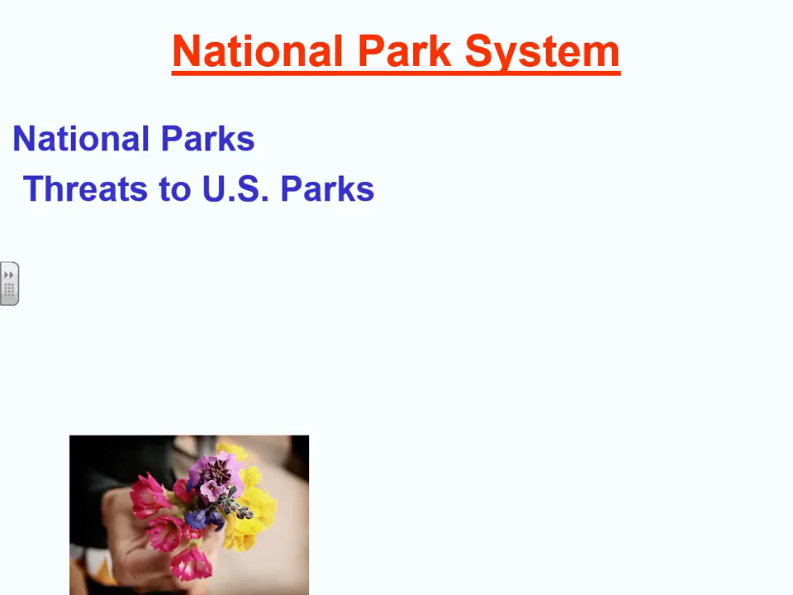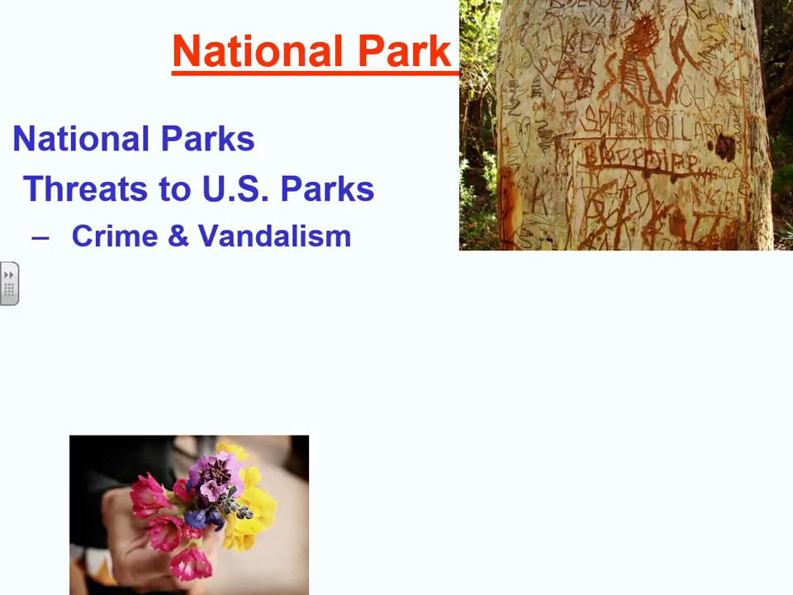Okay, fine, I'll tell you. Here we have a tree, and you can see that people have etched their names in the side of a tree. Maybe you've seen something like that before, and that's an example of vandalism. There could be crime in national parks. Traffic jams and pollution, yeah. Yep, people starting fires.